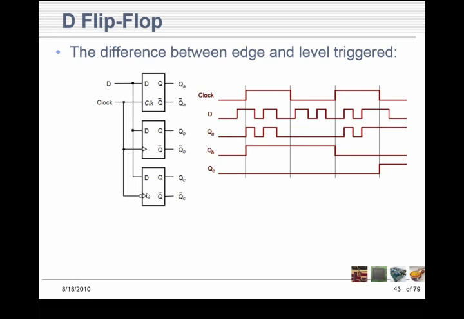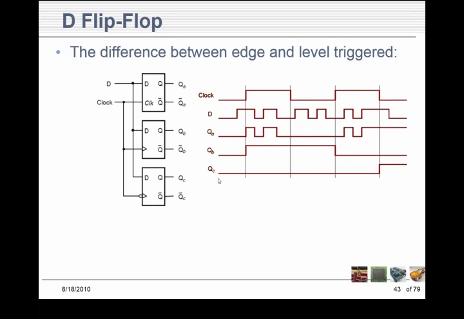Here, we got the triangle and the bubble. That's a negative edge. So we need to focus on when the clock is going low at that point, and at this point over here where the clock is going low. Again, the rest of it is noise to confuse you.